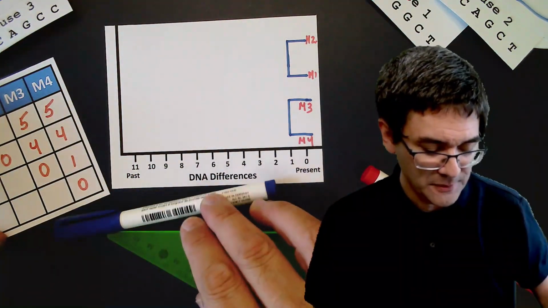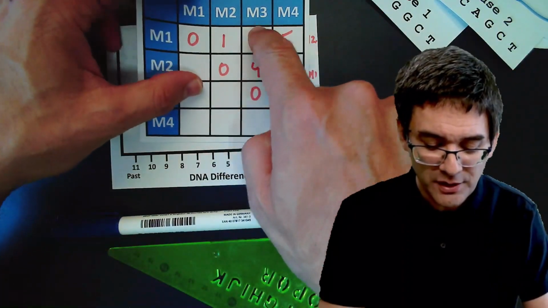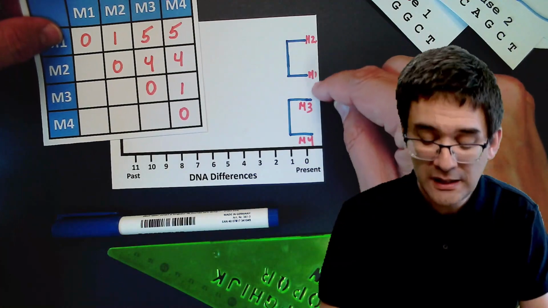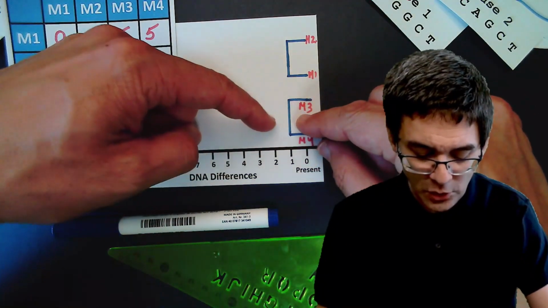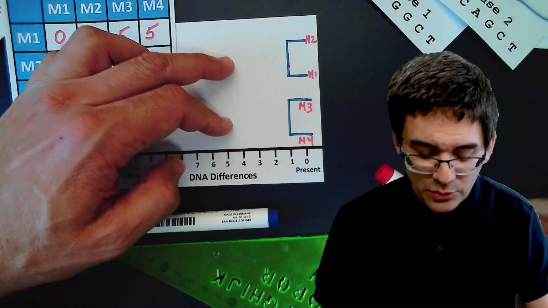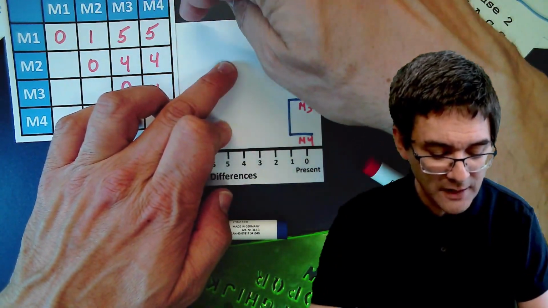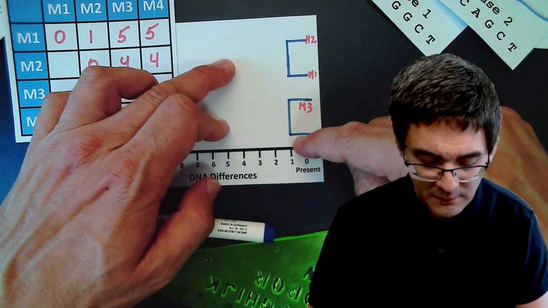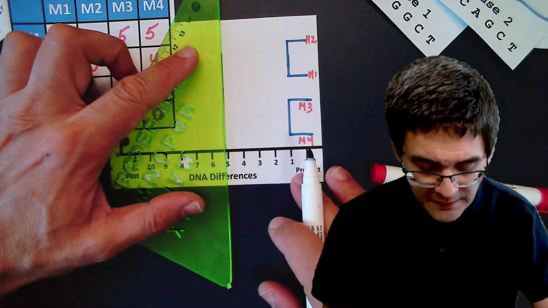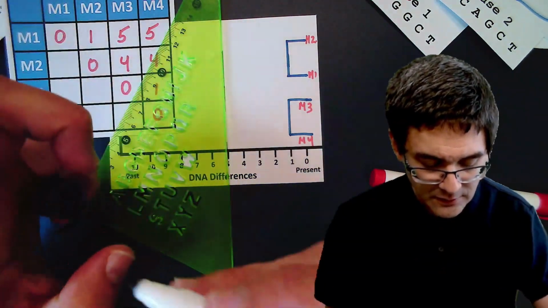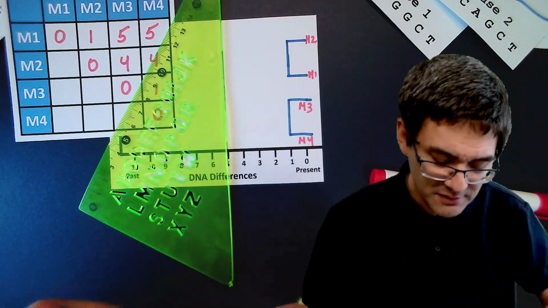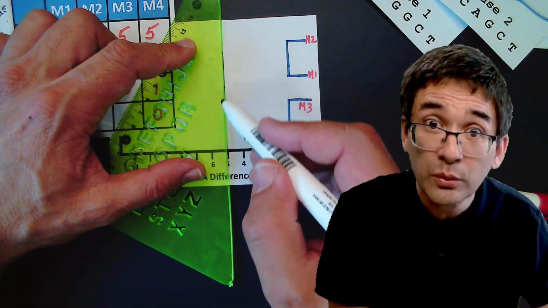But now what about the others? Look at this. Mouse 3 and mouse 1 have 5 differences, so it goes all the way back here to 5. Mouse 3 and mouse 1 have 5 differences, and 4 and 1 also have 5 differences. So what I need to do now is draw here at 5 differences with a lighter color. I'm going to use this one over here. This line will not stay there.